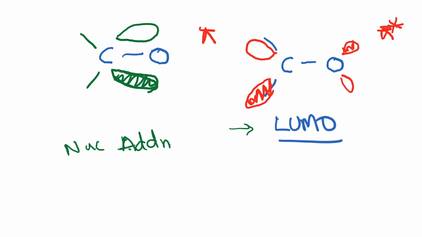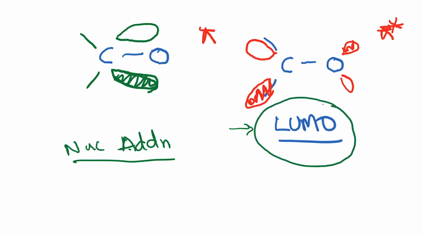The reason being that when a nucleophile attacks, the nucleophile already has a pair of electrons, and so the nucleophile is looking for an unoccupied molecular orbital which it can dump its electrons in, and it can break another bond and form a new bond. Therefore, in the case of the carbonyl, we need to be concerned with the lowest unoccupied molecular orbital.